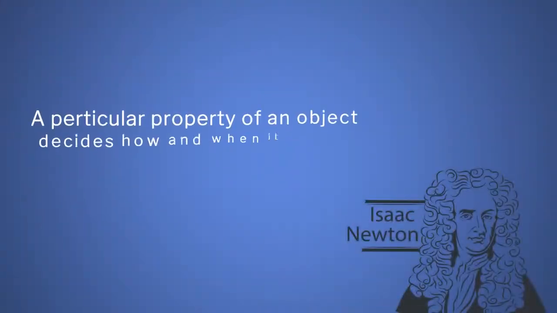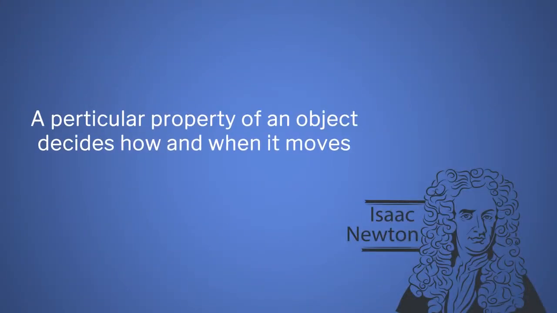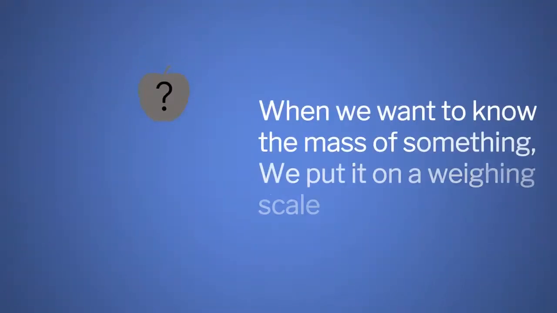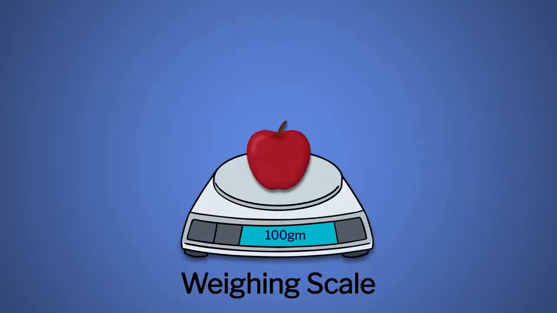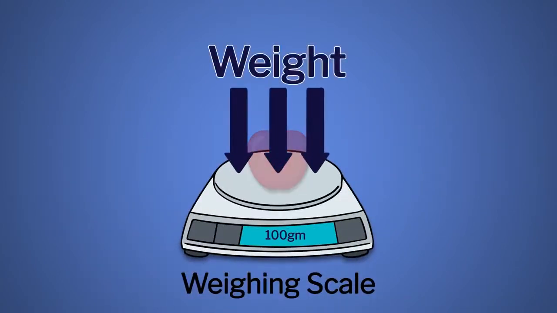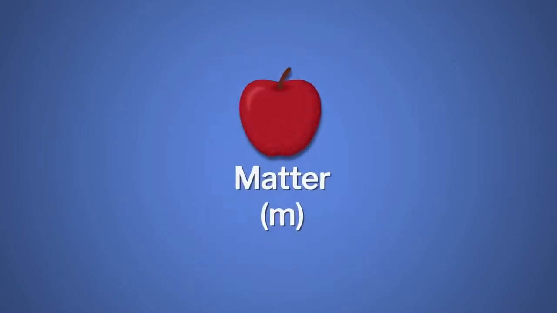Newton said that it was a particular property of objects that decided how and when they move. That property is its mass. Mass is basically the atoms and molecules packed inside an object. When we want to know the mass of something, we put it on a weighing scale. But do you know that weighing scales don't really measure mass? They calculate the weight. Mass is simply the matter.